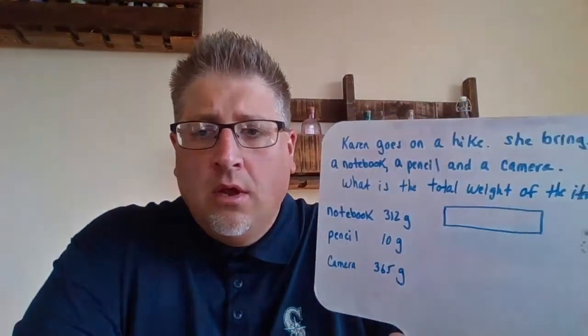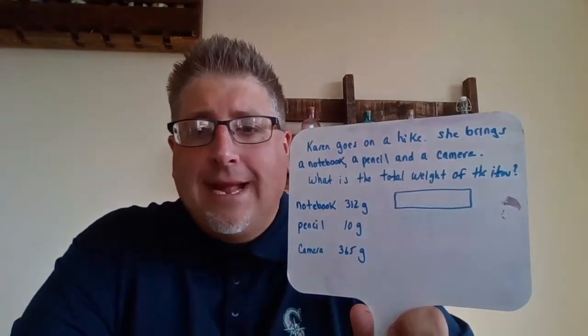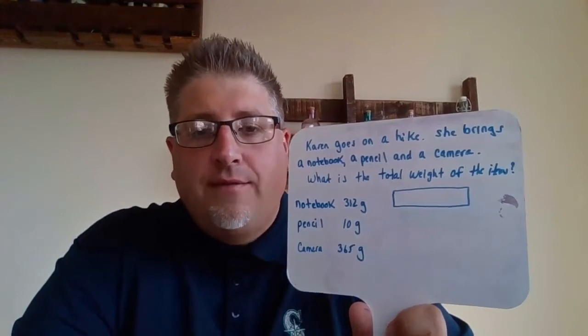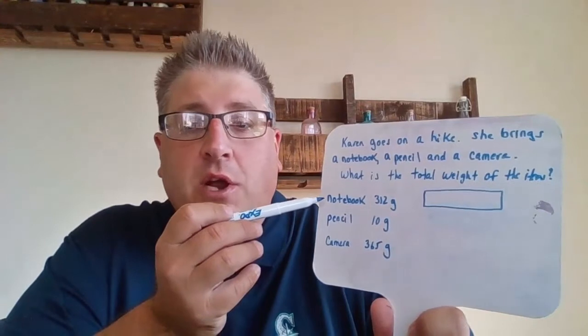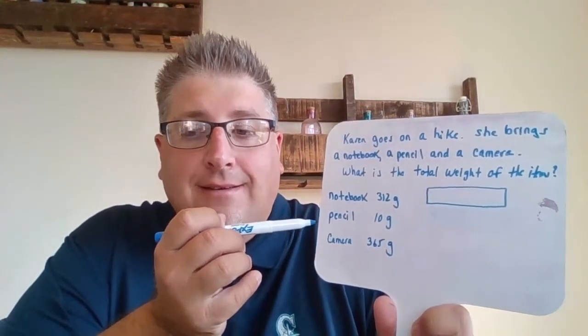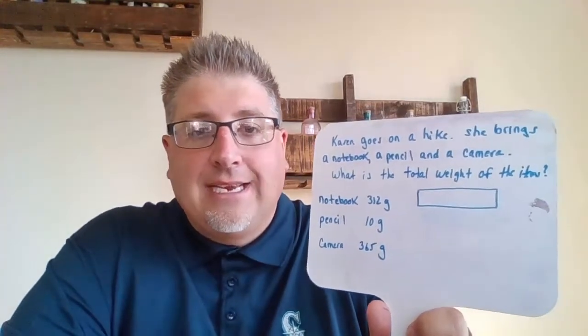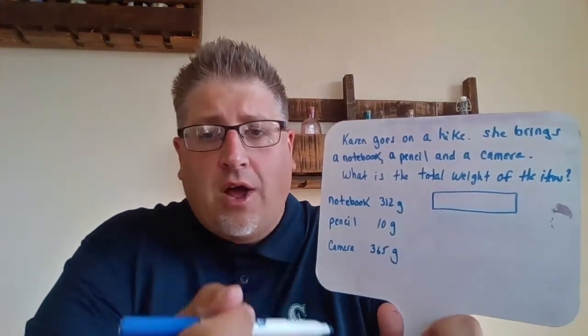All right, let me move a couple of things around here, and then let's get started with our first word problem. It says Karen goes on a hike. She brings a notebook, a pencil, and a camera. What is the total weight of the items? Okay, she goes on a hike. She has a notebook. It weighs 312 grams. A pencil that weighs 10 grams. And a camera that weighs 365 grams. What is the total weight of all the items?